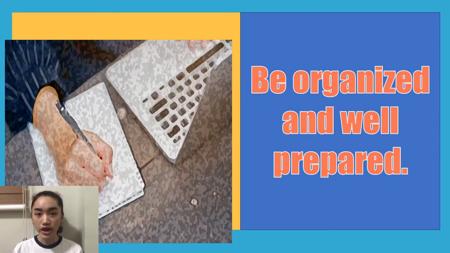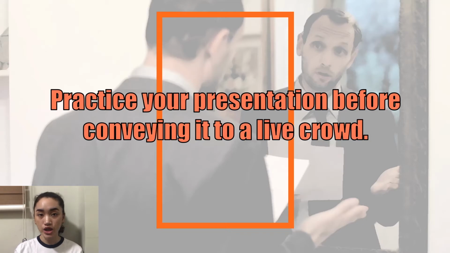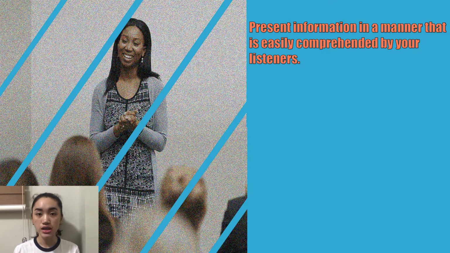First, be organized and well prepared. Before the presentation, make sure to have an outline of your content and purpose for the type of audience and event you have. Second, practice your presentation before conveying it to a live crowd. Ask some people to be your audience and practice as if they are your actual audience, and then ask them for recommendations. Third, present information in a manner that is easily comprehended by your listeners.